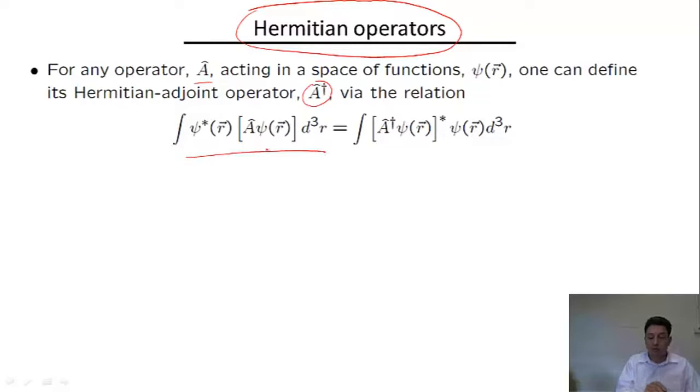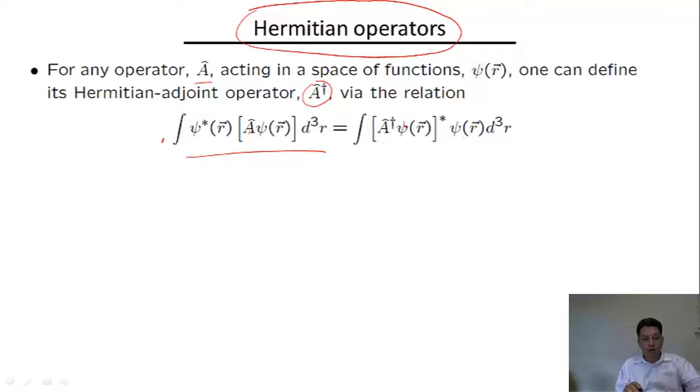The left-hand side of this equation is essentially identical to what we saw in the previous video when we defined an average or an expectation value of an operator A. It's an integral over the entire space of psi star, let's say our wave function, times the action of our operator A on psi. And the operator A dagger moves from the right to the left and now acts on the function which is complex conjugate. And if the two expressions are equal for any psi of r, then we have found the Hermitian adjoint operator.